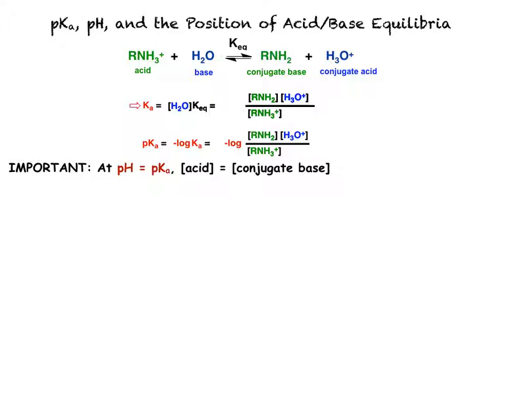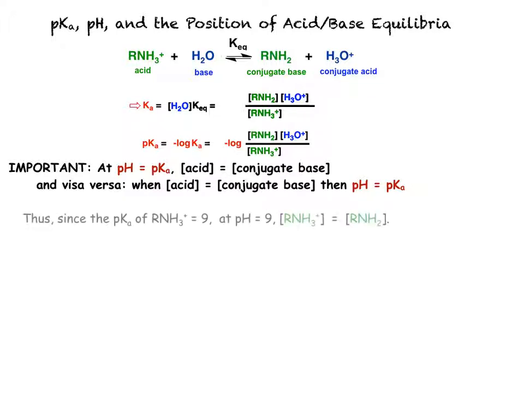So when the pH is the same as the pKa of the acid, then the acid and its conjugate base are going to be in equal amounts. And this is true vice versa. If the acid and its conjugate base are in equal amounts, that means that we're at the pH which is equivalent to the pKa.